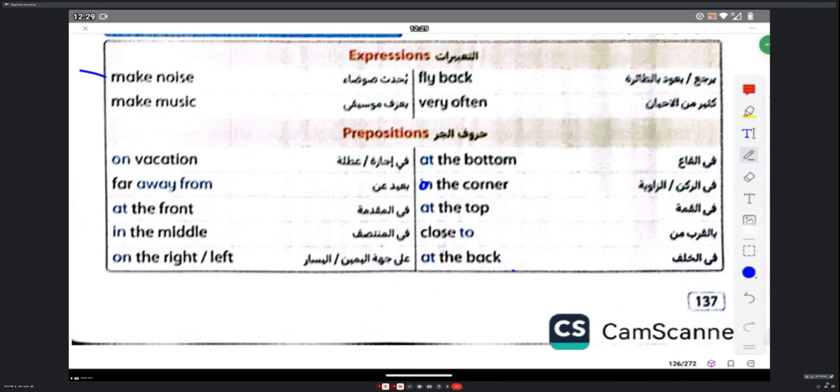Important expressions and prepositions. Expressions: make noise, make music, fly back, very often. Prepositions: on vacation, far away from, at the front, on the right or left, bottom, in the corner, close to, at the back.